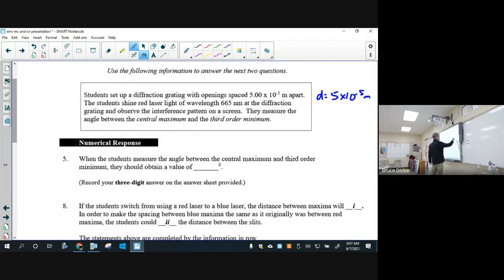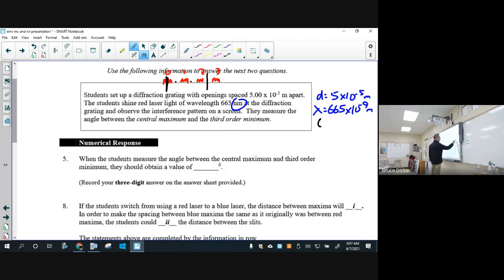We have a wavelength of 665 nanometers, which we want to convert to meters: 665 times 10 to the minus 9 meters. And it says the angle between the central max and the third order minimum. Careful here. Central max, first maximum, second maximum, third maximum. The angle between the central maximum and the 1, 2, third order minimum.